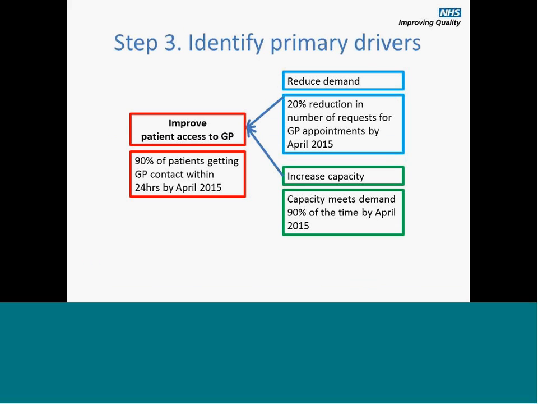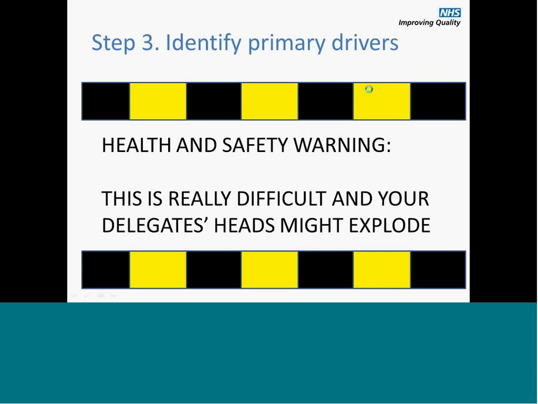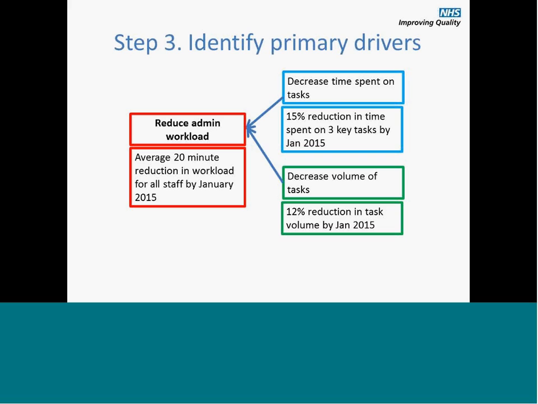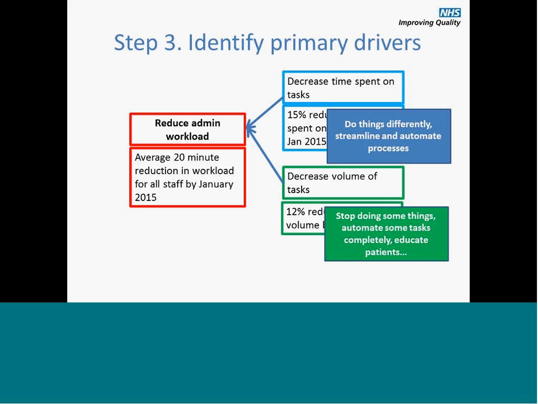So let's just do some examples here. We've already seen this one from the telephone triage example. If you want to improve access, you can either focus on demand or capacity, and for each one, you try to have a SMART aim, even for the primary drivers. Another: we talked about admin workloads. I've given you this example already as well. Reduce workload, you can either do it quicker or do less of it, and I think that probably is a pretty exhaustive list. There's a bit more detail.